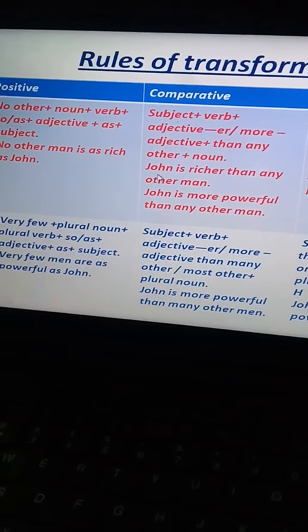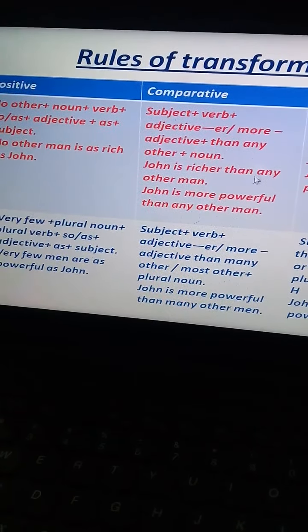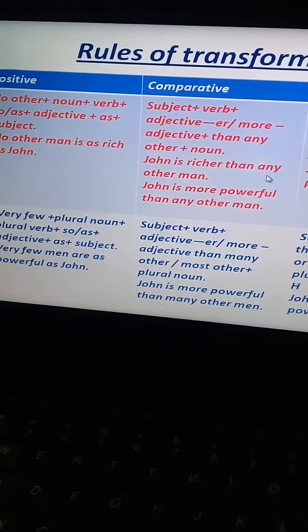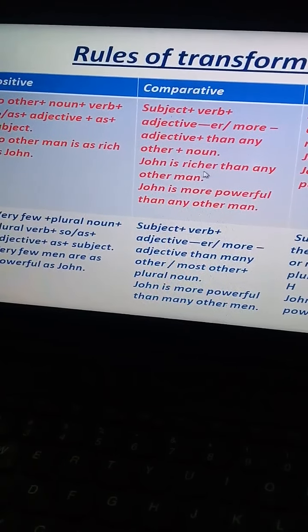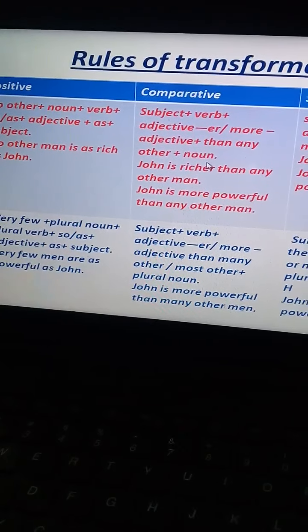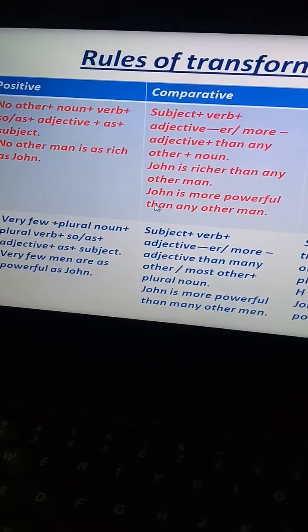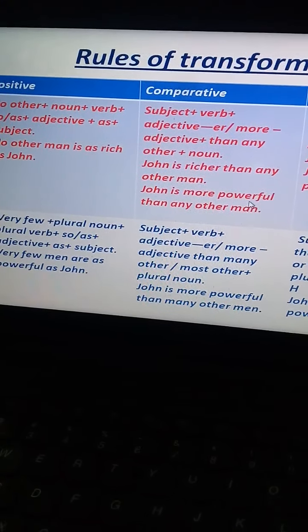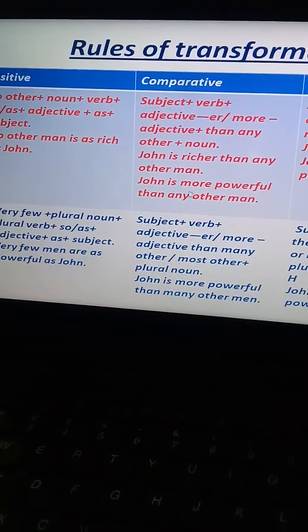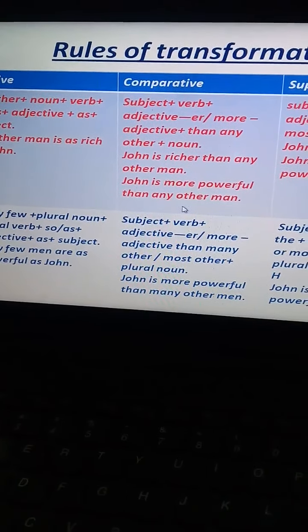So the example is John is richer than any other man. John, then verb, then richer, like adjective with er, than any other man. And I can use more with the adjective, like John is more powerful than any other man.